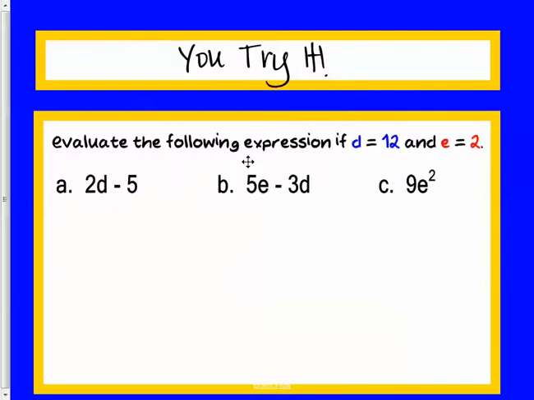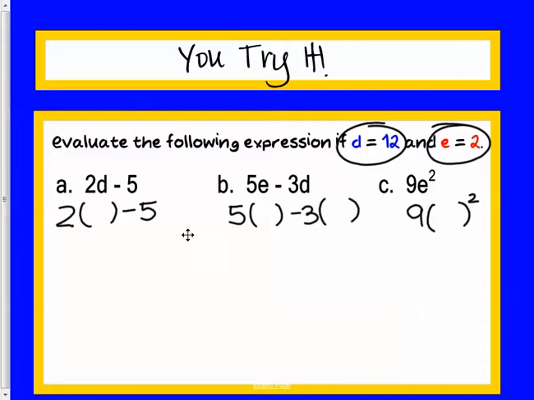Okay, so you go ahead and try these and I'll be back in just a second to show you what I did. All right, the first step for each one of these is to substitute D for 12 and E for 2 and put them in parentheses. So I'm going to show you that for each of these. Okay, so notice for each one of these I left the variable out, but I substituted parentheses first.